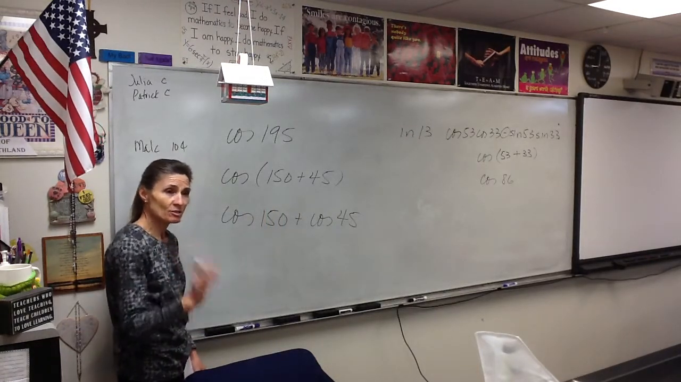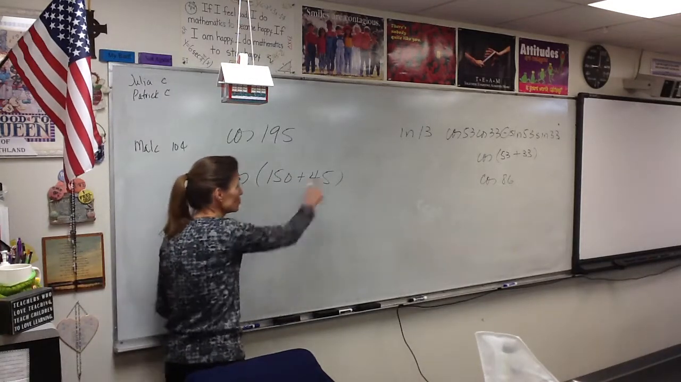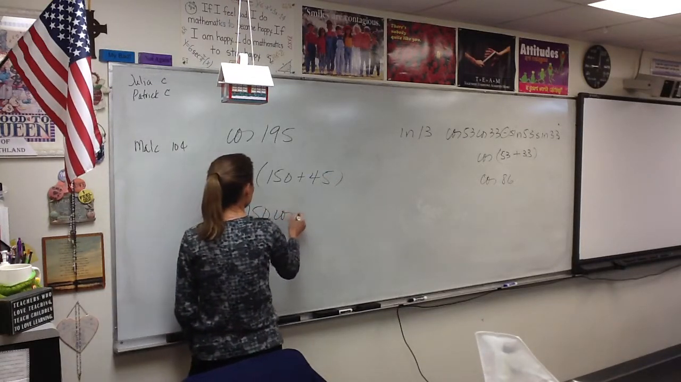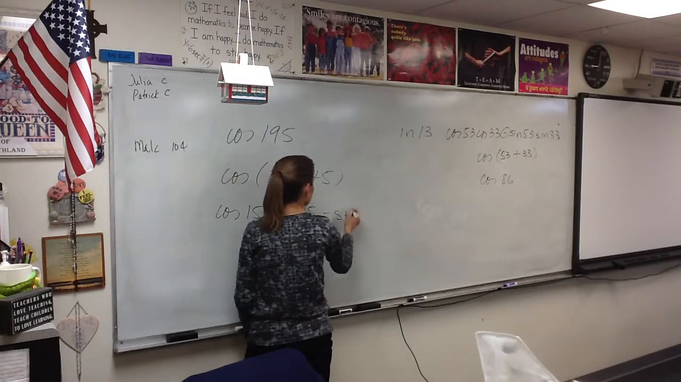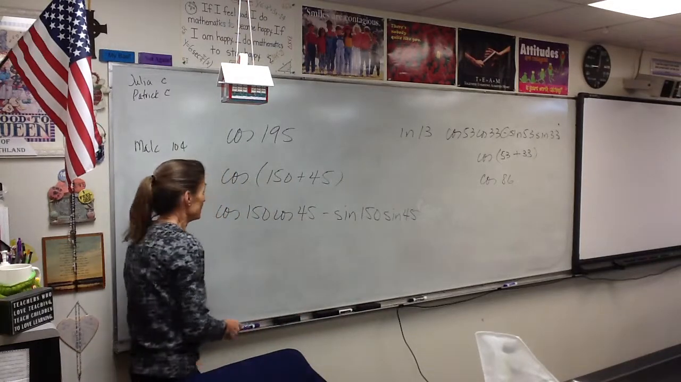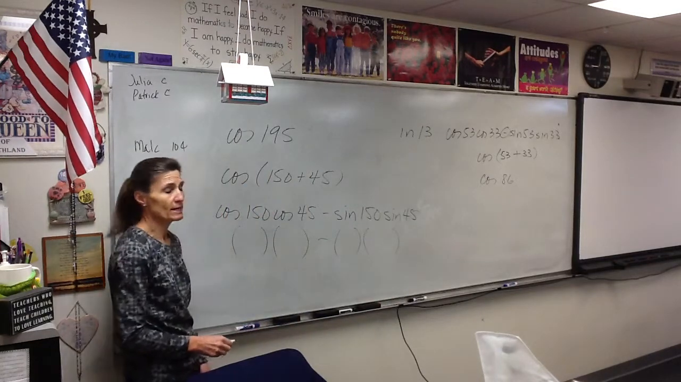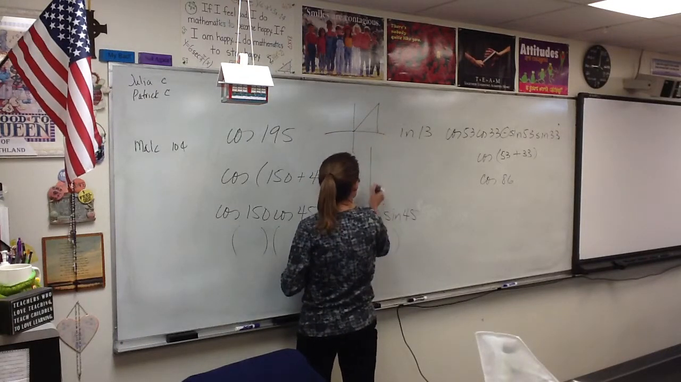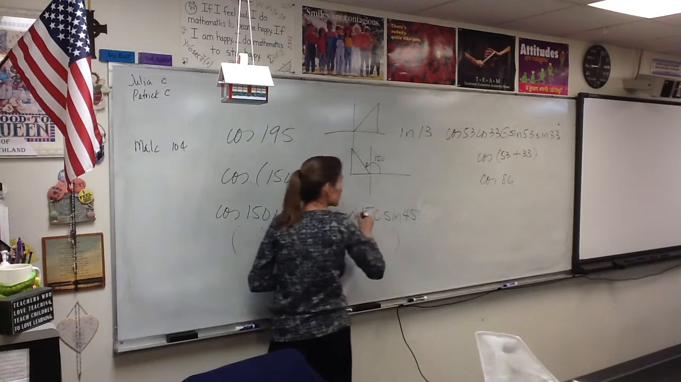It does not distribute. When you have the cosine of a sum, you must do what? Your formula. So this is cosine 150, cosine 45, minus sine 150, sine 45. And then we're going to plug in numbers here. And by golly, we're not going to miss these numbers anymore. We're going to take the time to draw our triangles, and we're going to get these numbers right.